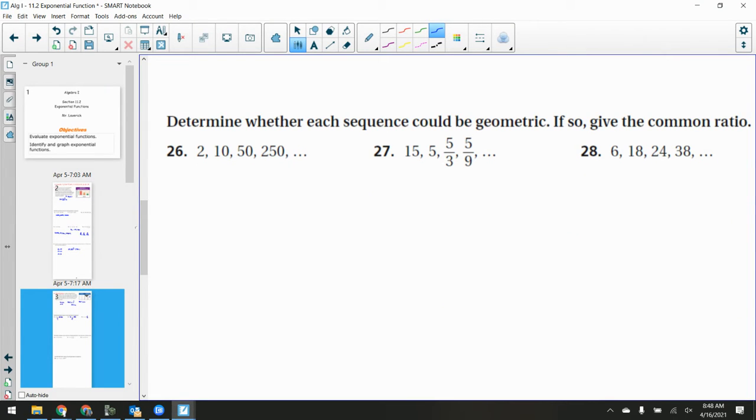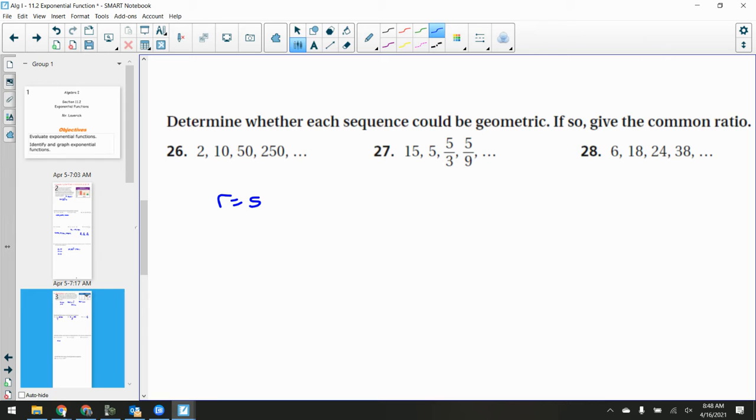Will, number 26, is that geometric? I'm going to say yes as well. What's my R value? That would be 5. Good. R value is 5. So it's yes, it's geometric. R value is 5. Berkeley, what did you say for number 27?